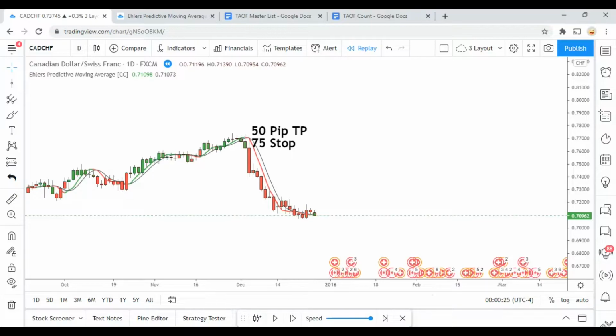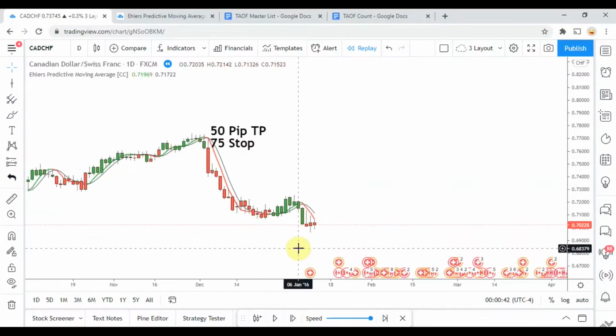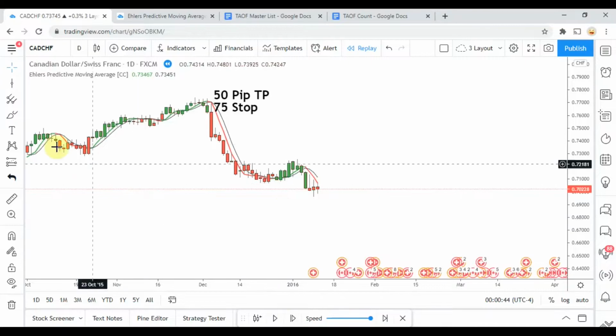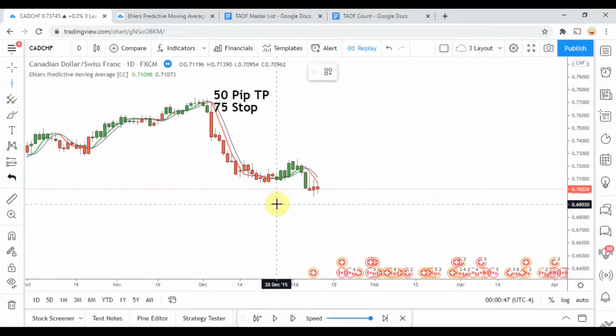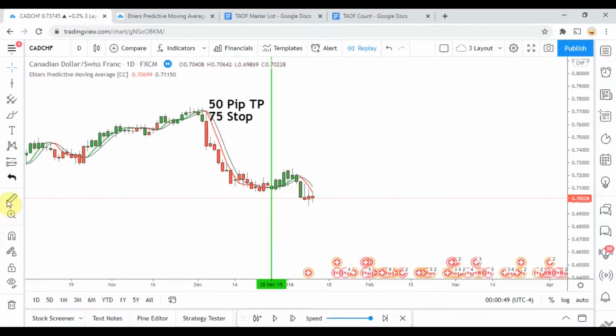All right, so now that we know what we're doing and now that we have the bar replay function in the correct spot, let's go ahead and get on with the testing process. Again, red is sell and green is a buy. Pretty simple setup. All right, so we do pick up the first signal right here on this one.